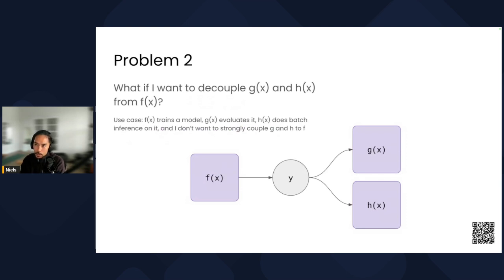Problem number two is, what if I want to decouple G and H from F? So a use case here is, F trains a model, G evaluates it, and H does batch inference on it. And today, the way you would specify these dependencies is, you'd have to strongly couple all of these pieces of compute, or otherwise use Flight Remote to sort of string things together ad hoc.